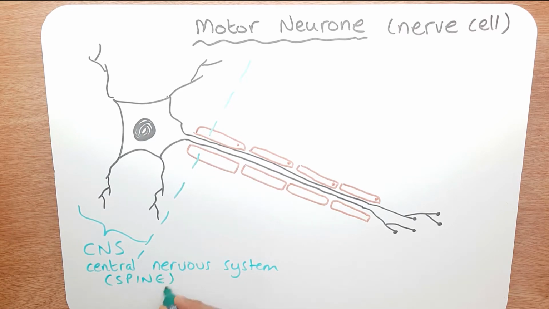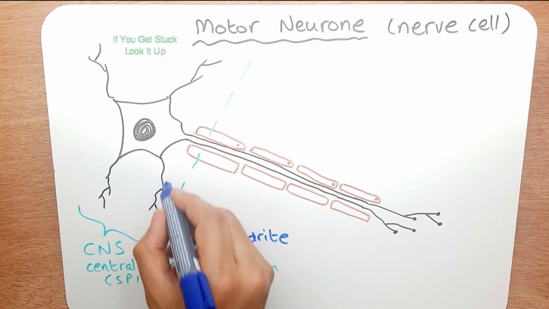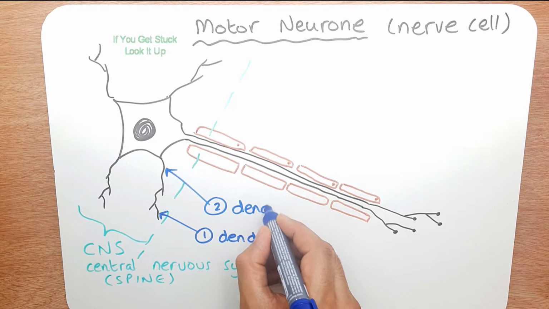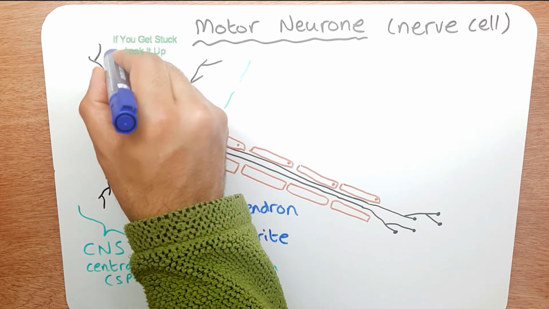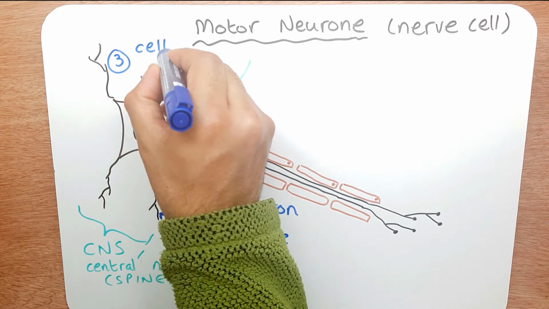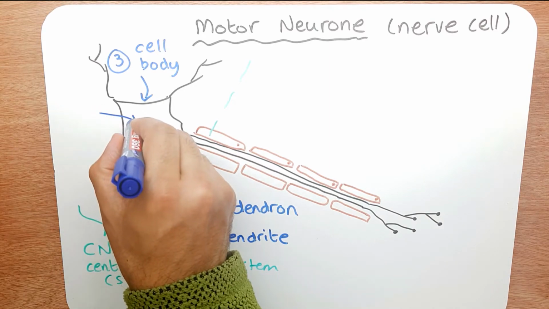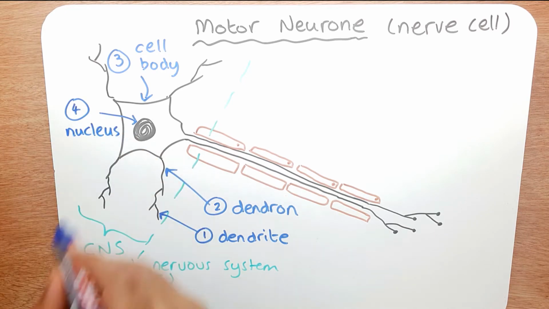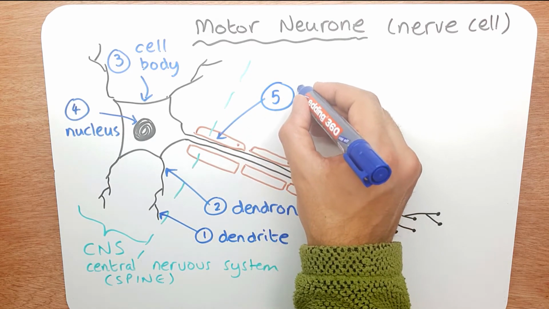It's like our spine. So here is your dendrite. It joins onto the dendron. Here is your cell body. This here is your nucleus. This protective cover is called the myelin sheath.